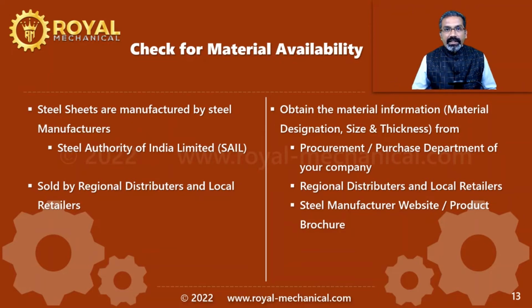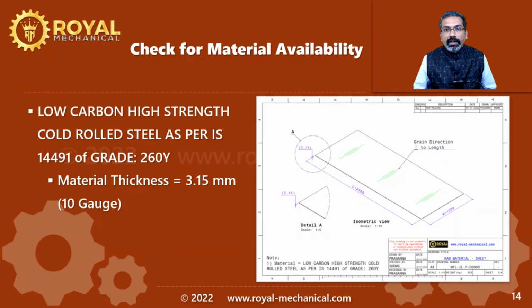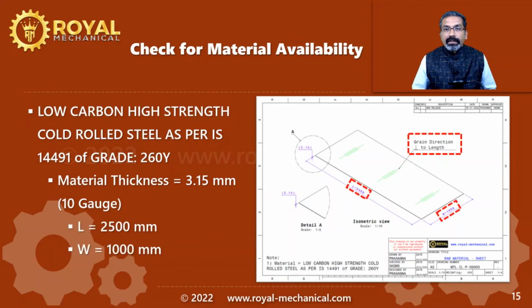I did call a local retailer in Bengaluru and confirmed that the low carbon, high strength, cold rolled steel as per Indian Standard Document 14491, grade 260Y is available with him. He also confirmed that he can supply the steel sheet with thickness 3.15 millimeters. The standard size of this sheet is length 2.5 meters and width 1 meter.